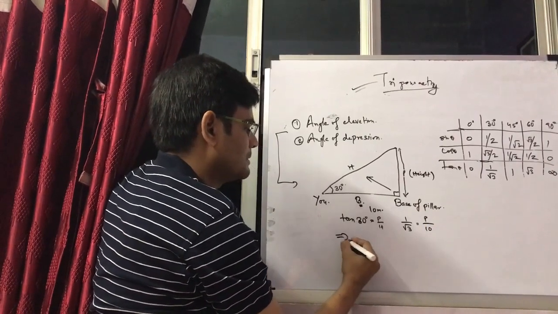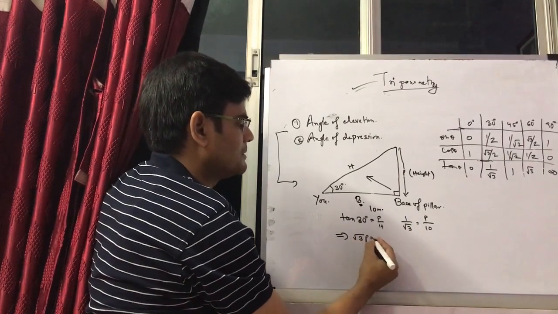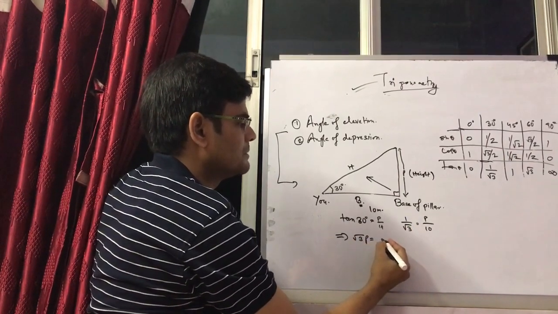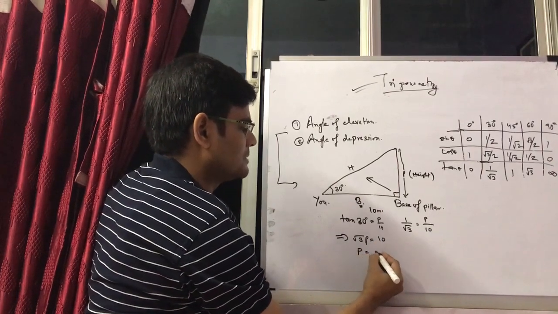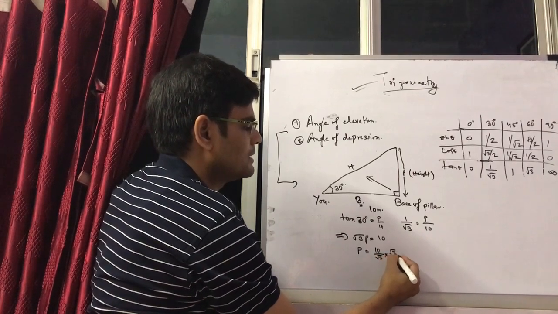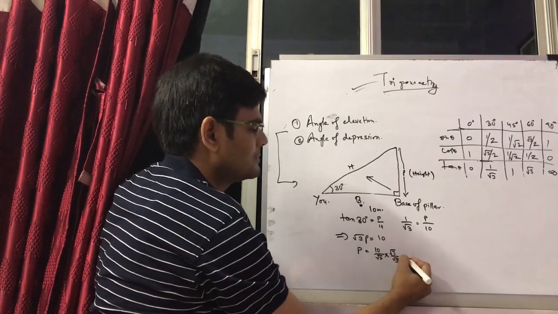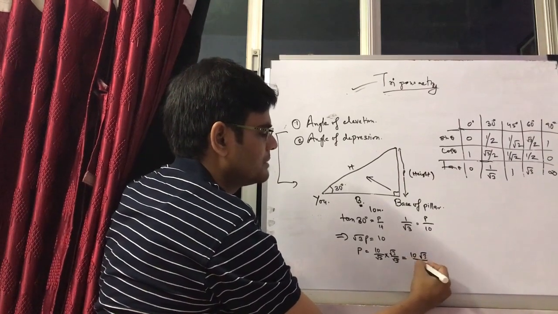So root 3p is equal to 10. So p is how much? 10 by root 3. You know, right? Multiply by root 3 by root 3, so that it becomes 10 root 3 by 3.